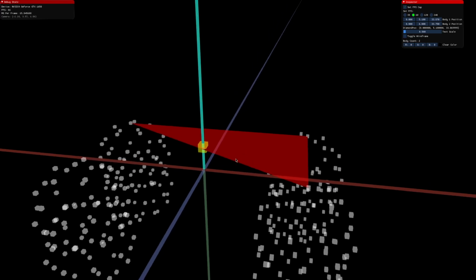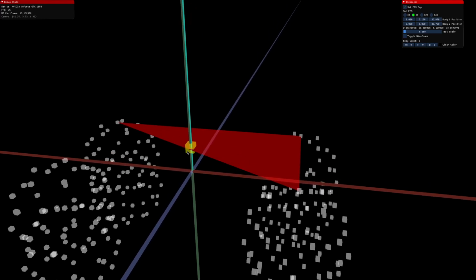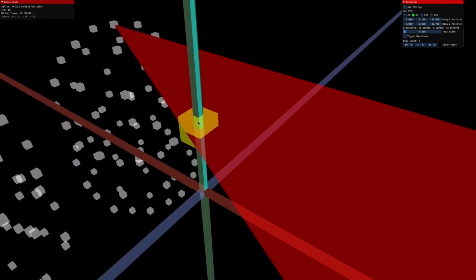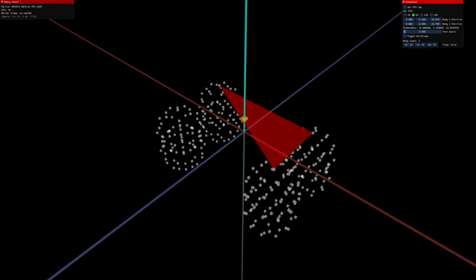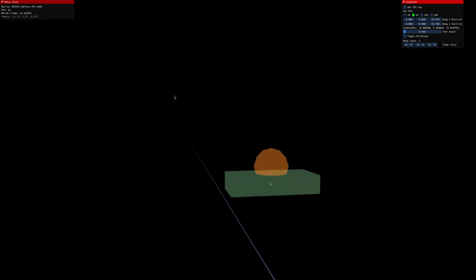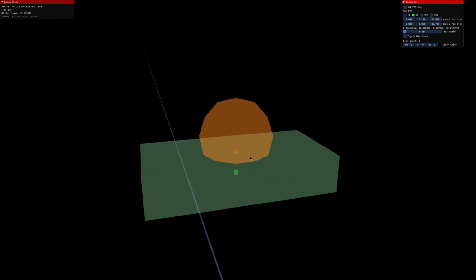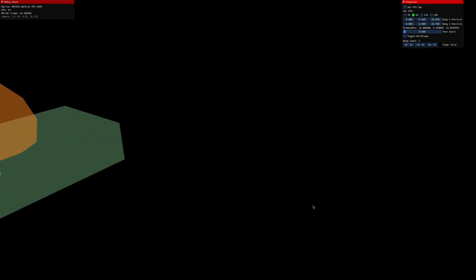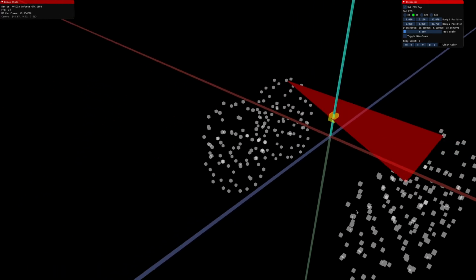So what I do is I project the origin on this triangle. This is the yellow cube here. I find the barycentric coordinates of this point in relation to this triangle, and then I use the same barycentric coordinates on these shapes, and they give me the contact points. That's basically what the EPA algorithm is doing in short.